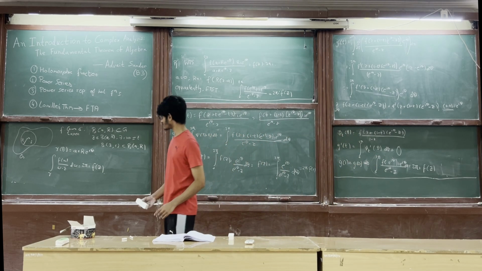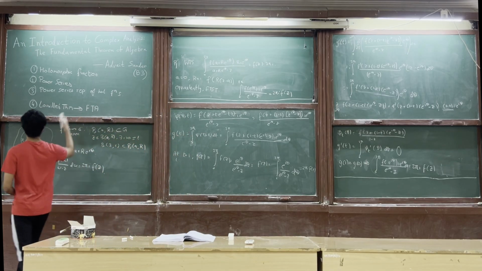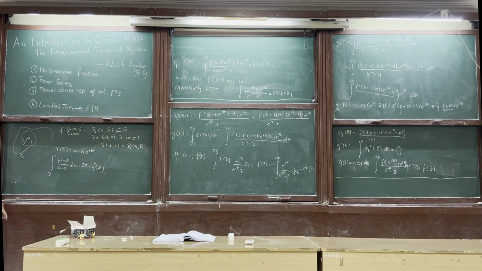So we can now finally prove that every holomorphic function has a local power series representation. What I mean by local is that in a small ball of some radius contained in your domain, you can always express your holomorphic function as a power series.